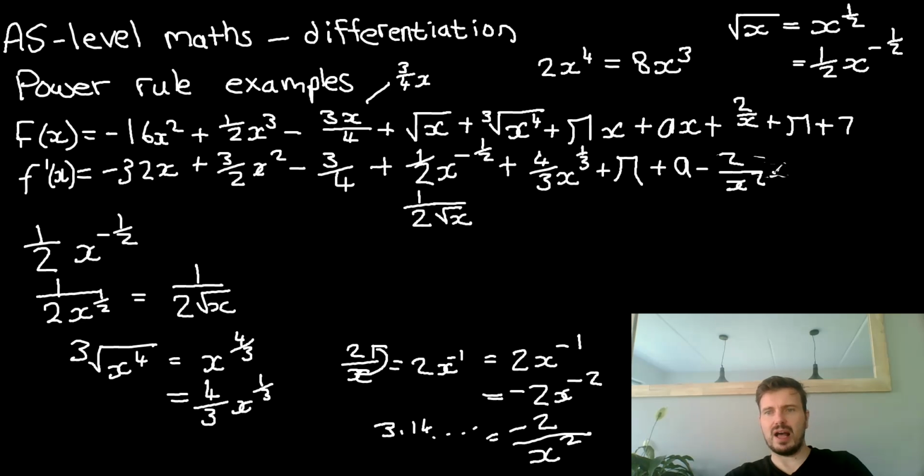And then, of course, pi doesn't have an x, so it goes away. That's just 0, which we don't need to write. And the 7 will go away because there's no x. So when you see a constant like pi, the derivative of it is 0.